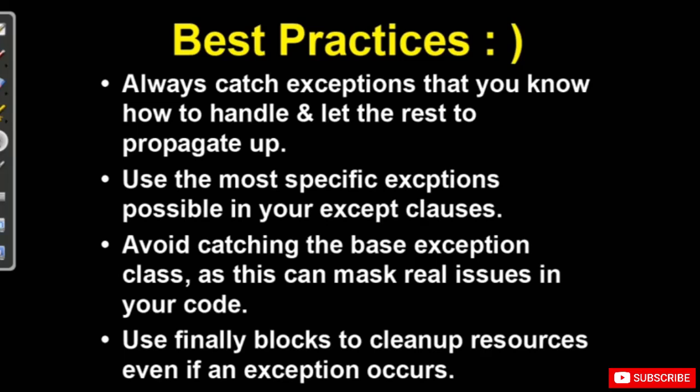Second point is, use the most specific exception possible in your except clauses. If you are not specific about your exception or the problem or the scenario or the situation, then you are actually messing up so many files because they are all interrelated. As we have talked about polymorphism and inheritance, everything is connected at so many places. You are calling the function and doing other things, so you have to change it at so many places. Believe me, you don't want to do that.